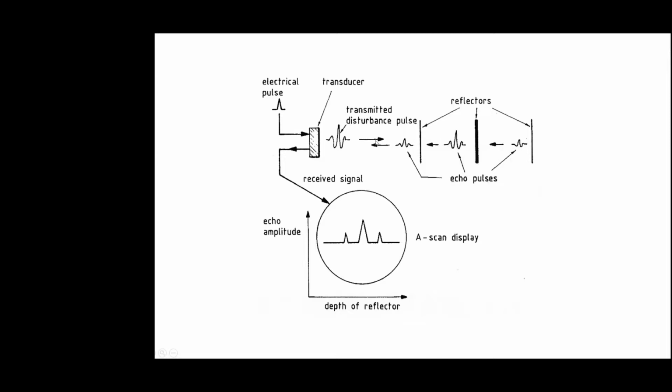Now we can record the signal as it arrives back at the transducer. This is the signal, and in this simplified representation, it has 3 echoes: one big one for the big reflector and 2 smaller ones for the weaker ones.